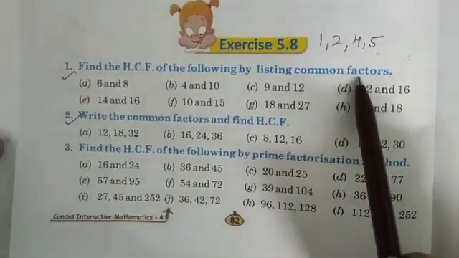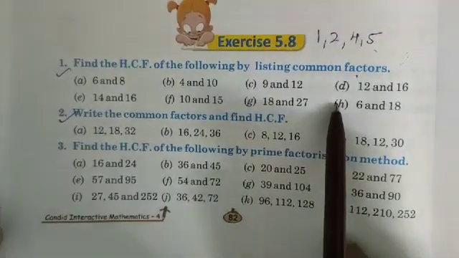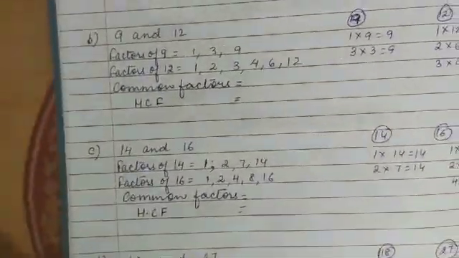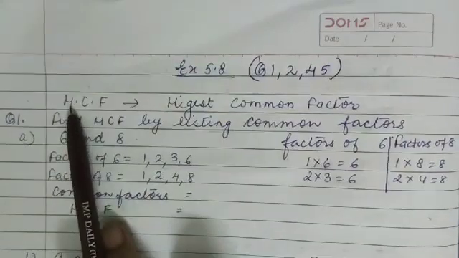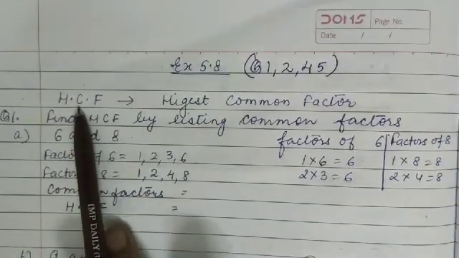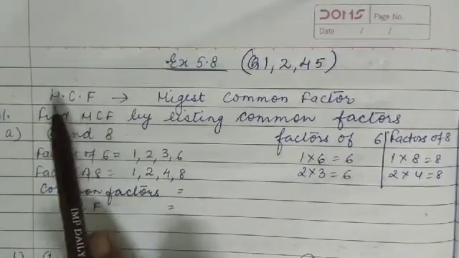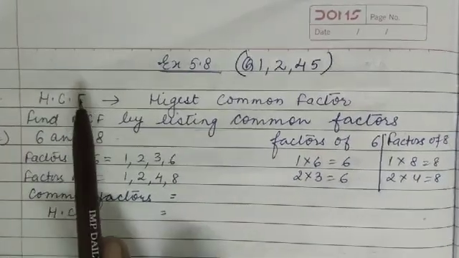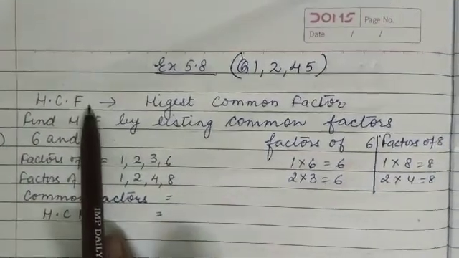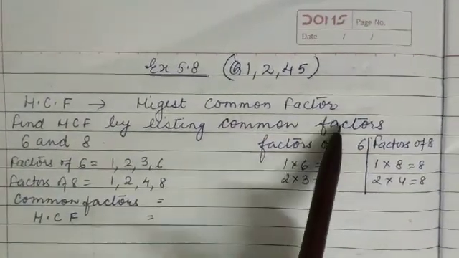Now first of all, we have 8 questions here. I will solve only 4 questions out of the 8. Now the first is HCF. What is the meaning of HCF? H means highest, C means common, F means factors. HCF: highest common factors. Clear? So factors you know how to find out. Now find HCF by listing common factors.